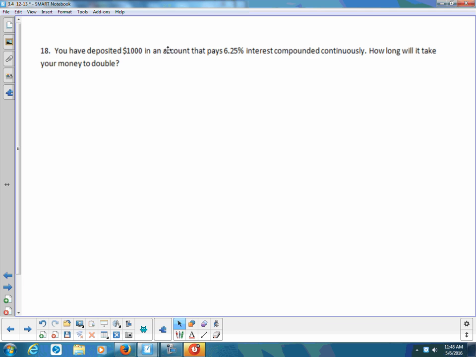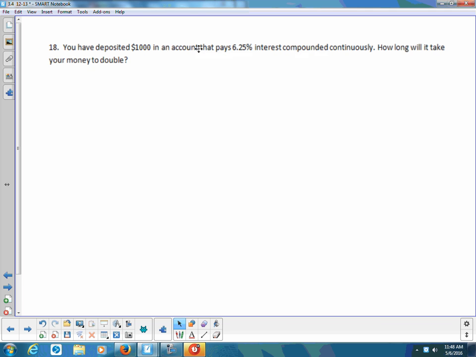Okay, is this the next one that you have? It is. That looks really tiny. Good thing you guys all moved up front. Okay. You've deposited $1,000 in an account that pays 6.25% interest compounded continuously. How long will it take your money to double?